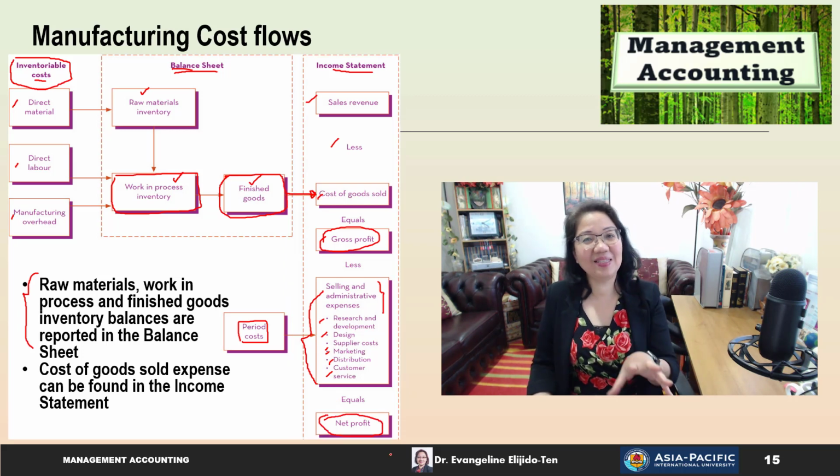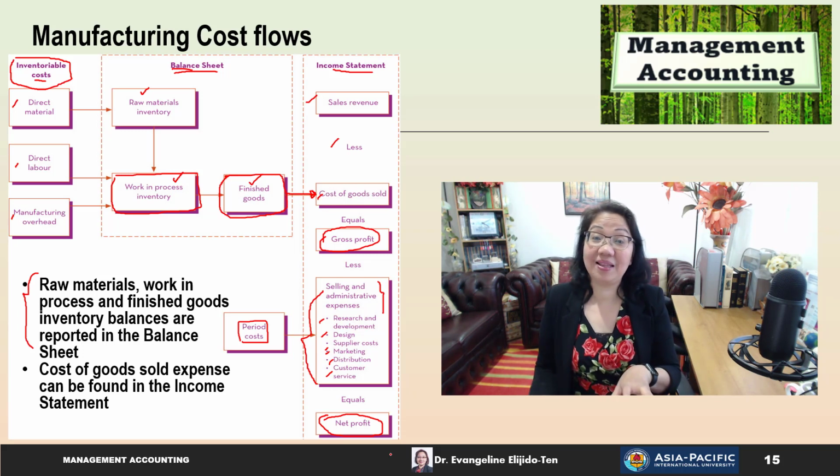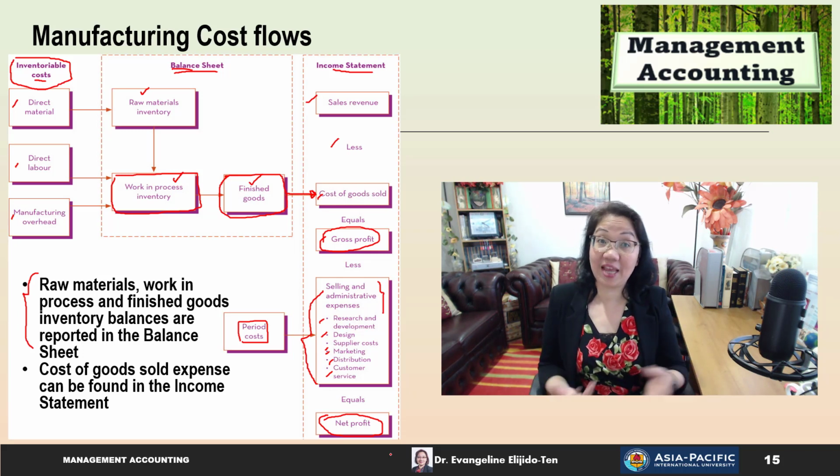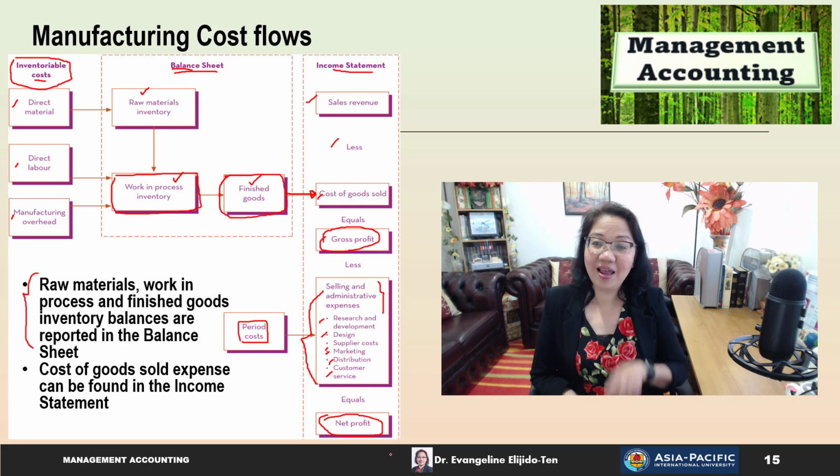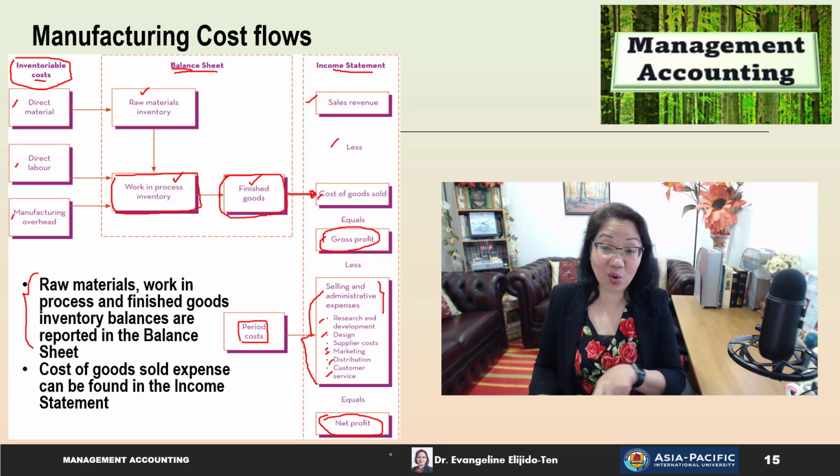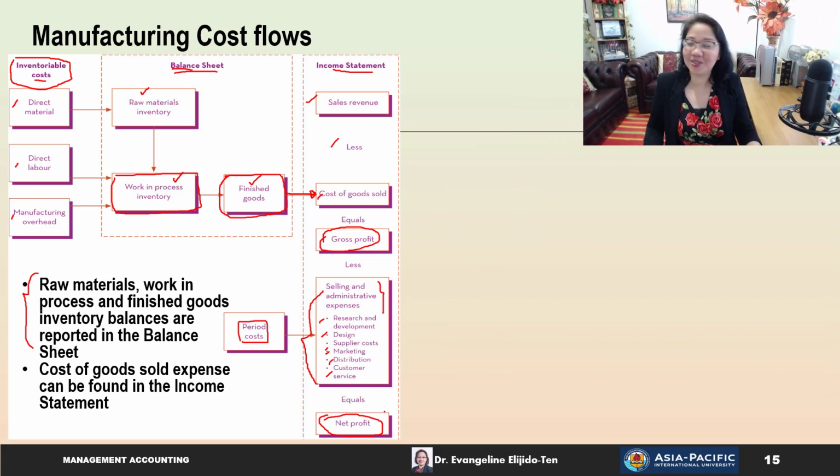Now, that is the normal way we present our income statement for financial reporting purposes. And we will realize later on that that format of income statement is the absorption costing format. So we'll get to that in a few slides.